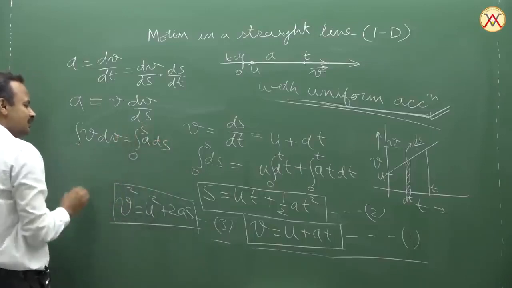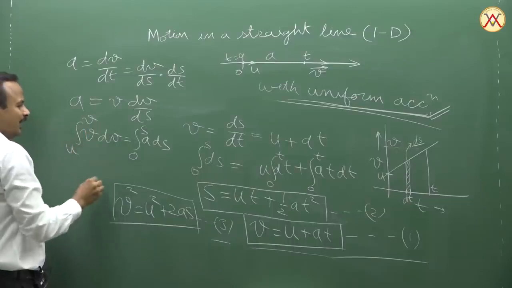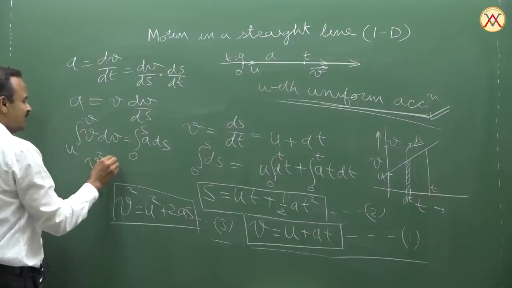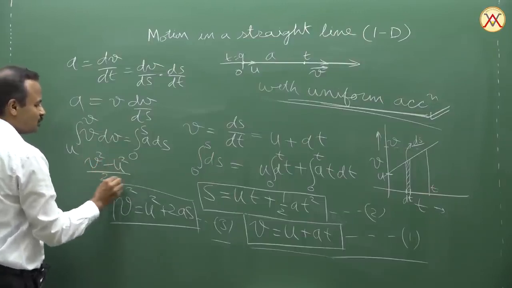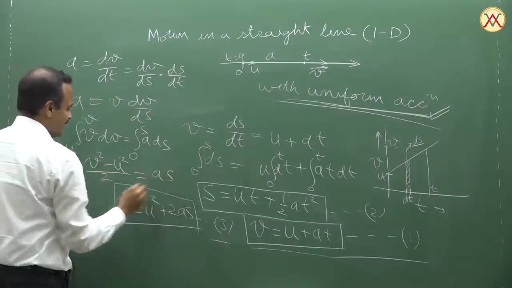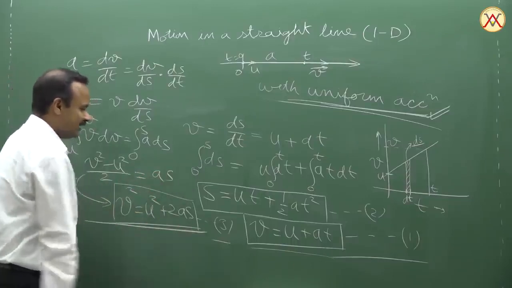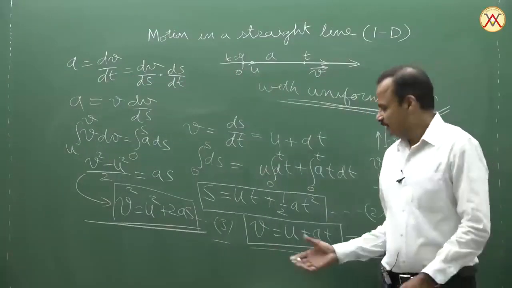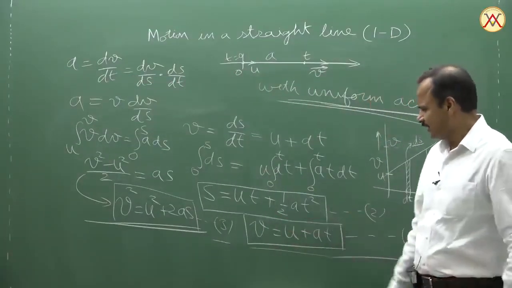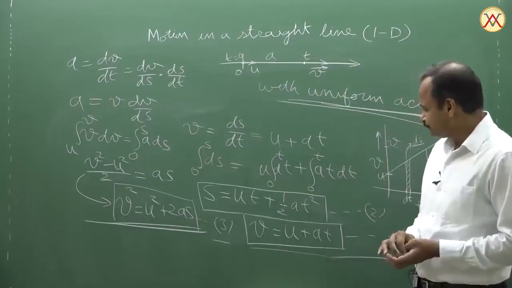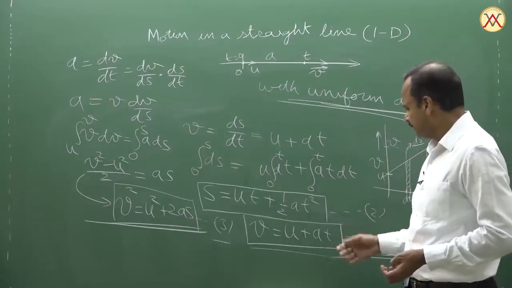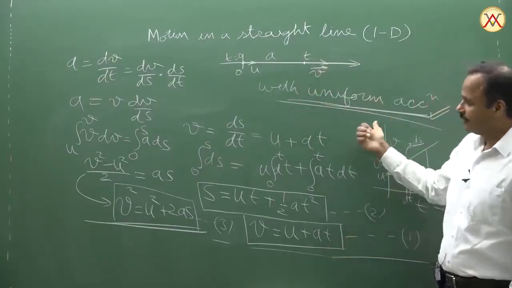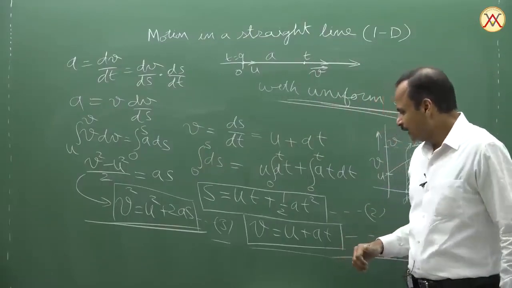Displacement changes from 0 to s, velocity changes from u to v, and after doing this integral, you can say that the left hand side will be (v square minus u square) by 2, whereas the right hand side is as, and simplifying this you will get the third equation of motion. So these are the three equations of motion you must have studied in your class 9th or 10th, and they are very helpful in solving the problems of motion in one dimension, motion in a straight line with uniform acceleration.